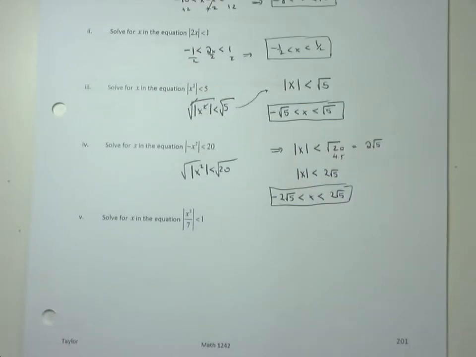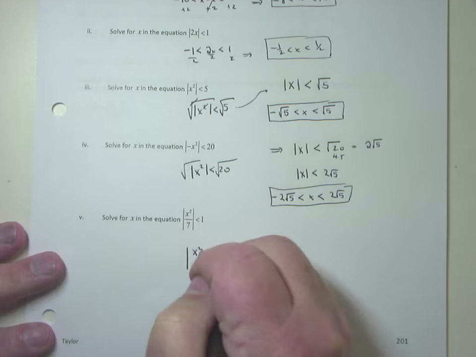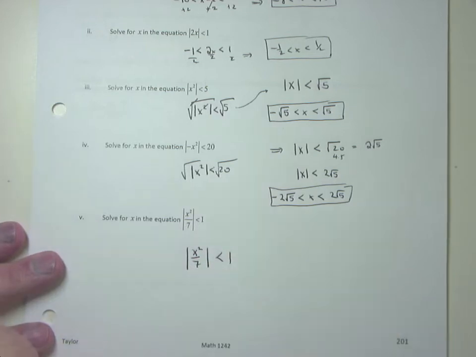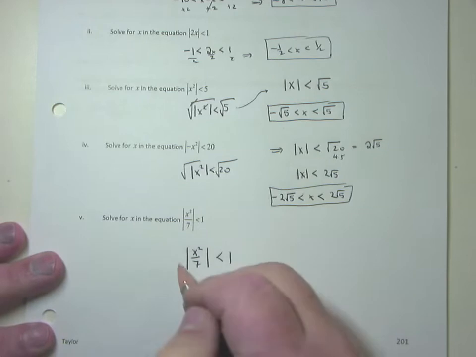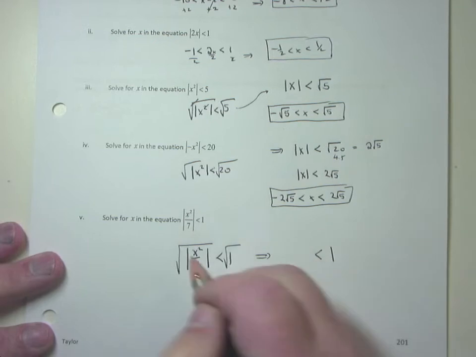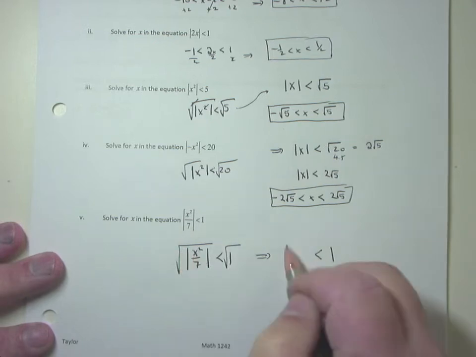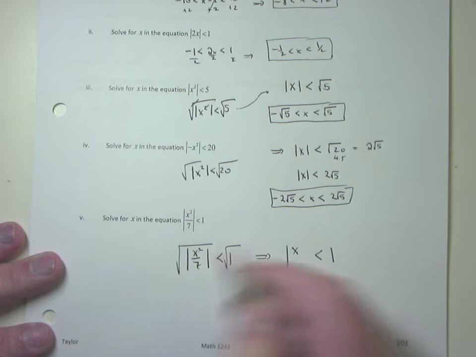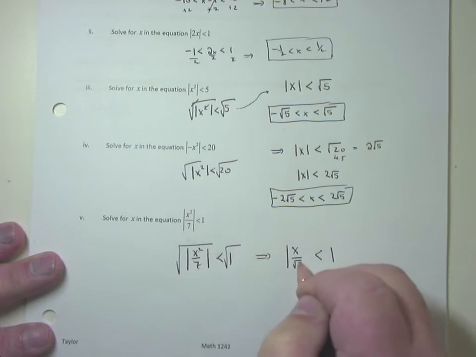What about this guy? The absolute value of x squared divided by 7 is less than 1. Well, again, you've got a power inside of an absolute value. You got to get rid of it. What kills off a square? Square root. So take the square root of both sides. Well, the square root of 1 is going to be 1. That's fine. But the square root of x squared is going to leave you the absolute value of x. But you have to take the square root of your denominator, 7. That's going to be divided by the square root of 7.